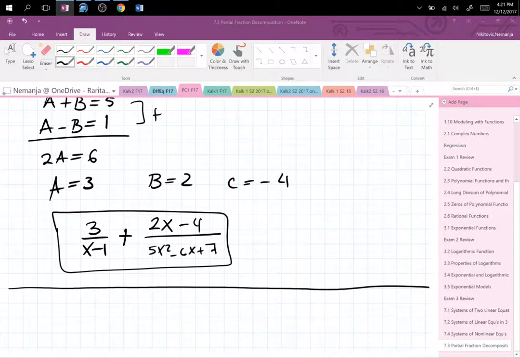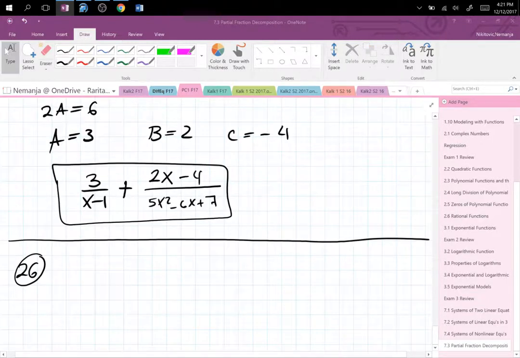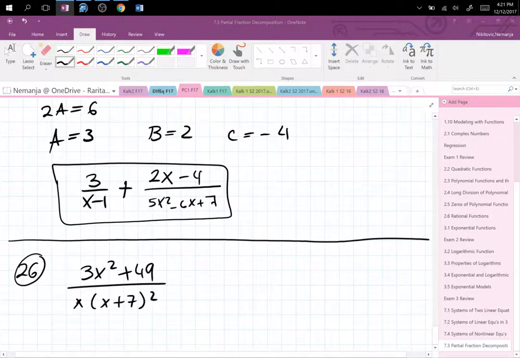Another one? Wow, you guys are really interesting characters. Ah, right in time. Okay, so we haven't done anything with repeating terms. So here's 26. 3x squared plus 49 divided by x plus 7 squared.